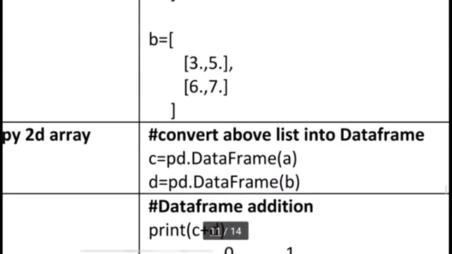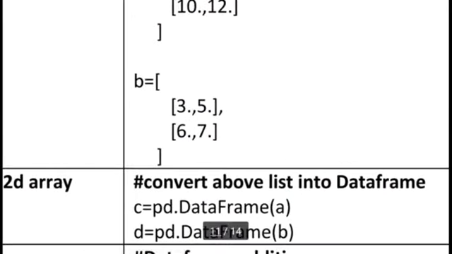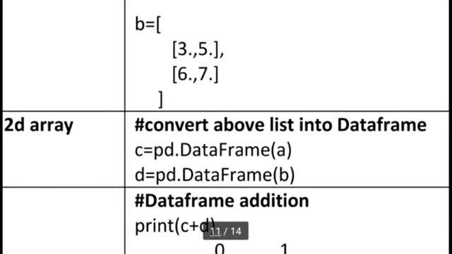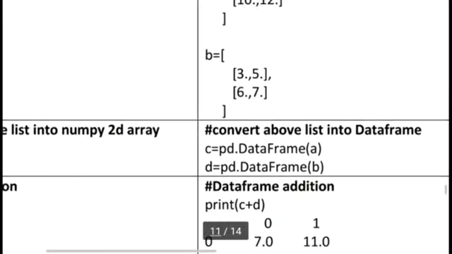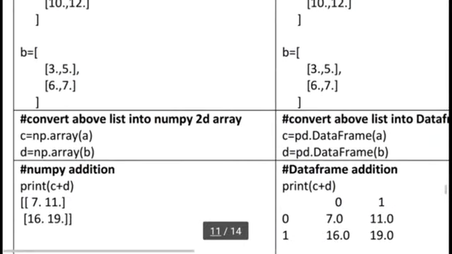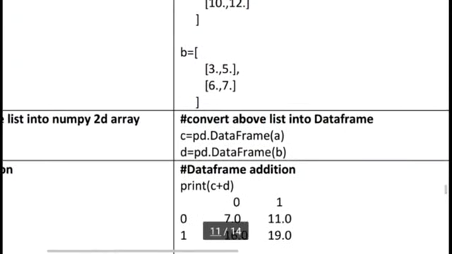pd.DataFrame, and in brackets I am passing A. Finally, this A data is converted into a data frame. The result will be stored in the C variable, and I want to convert this B data into a data frame, and the final result goes into the D variable. So the main concern now is C and D: the numpy values and the data frames.